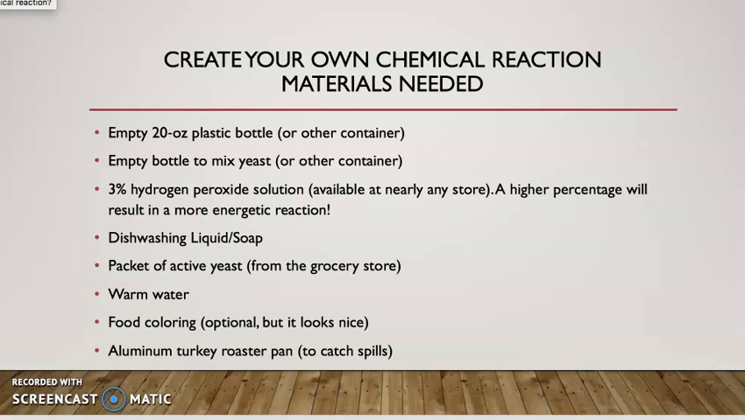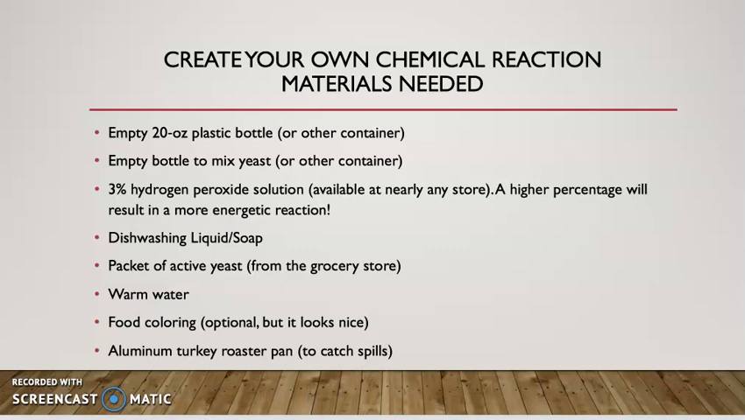In order to create your own chemical reaction, you will need the following materials. You will need one empty 20-ounce plastic bottle or some other type of container, such as a plastic cup. You will also need another empty bottle to mix your yeast solution, or again, you may use a cup.